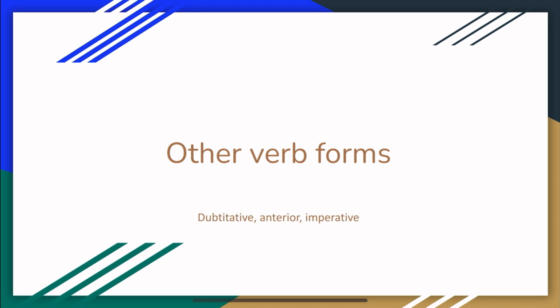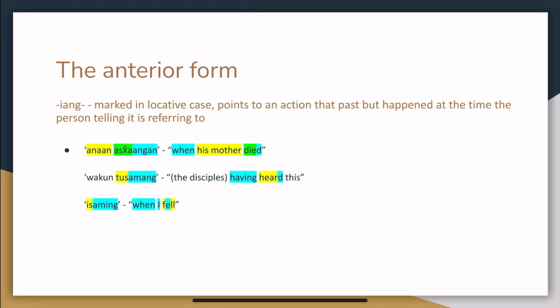Anyway, so on to these other verb forms. They are not moods. They may possibly be moods, but I don't think they are. They just seem to be different forms of the verbs. So the anterior form, marked by yang, this is marked in the locative case.